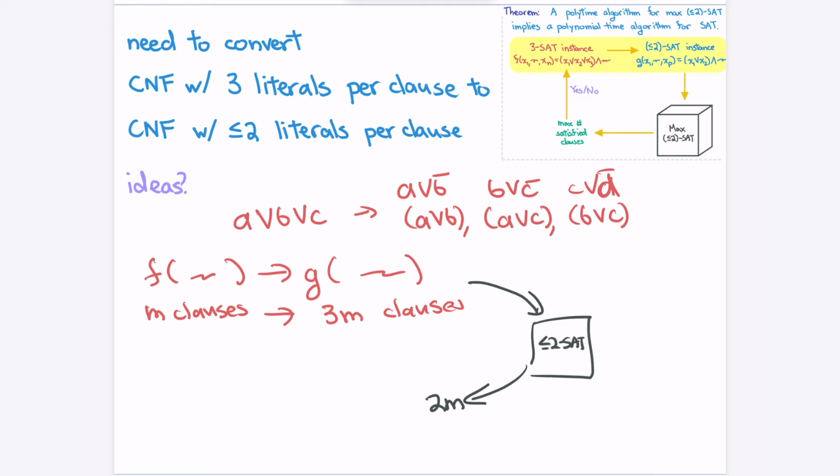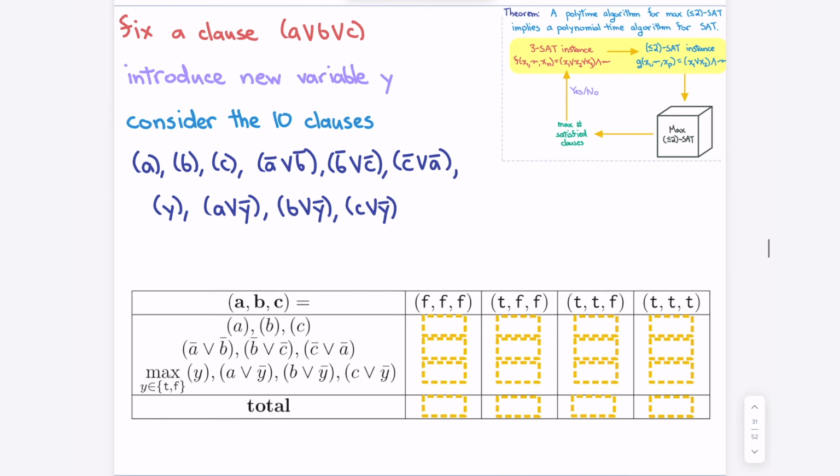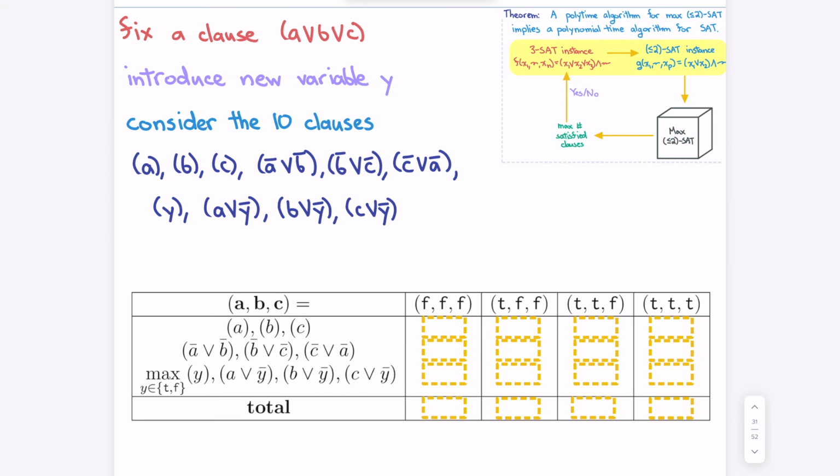Okay, so I think what we're going to end up doing is sort of similar, but quite a bit more elaborate. Given a clause like A or B or C, look at these 10 clauses.